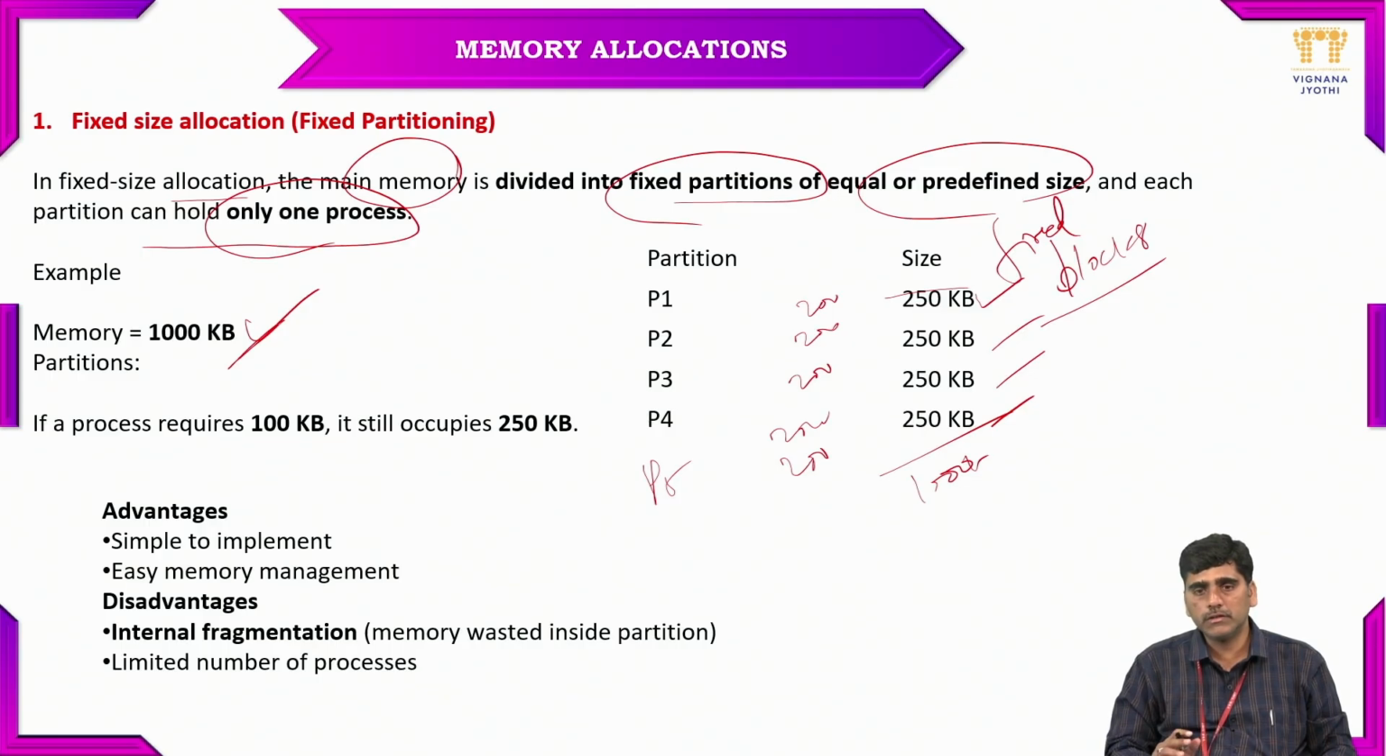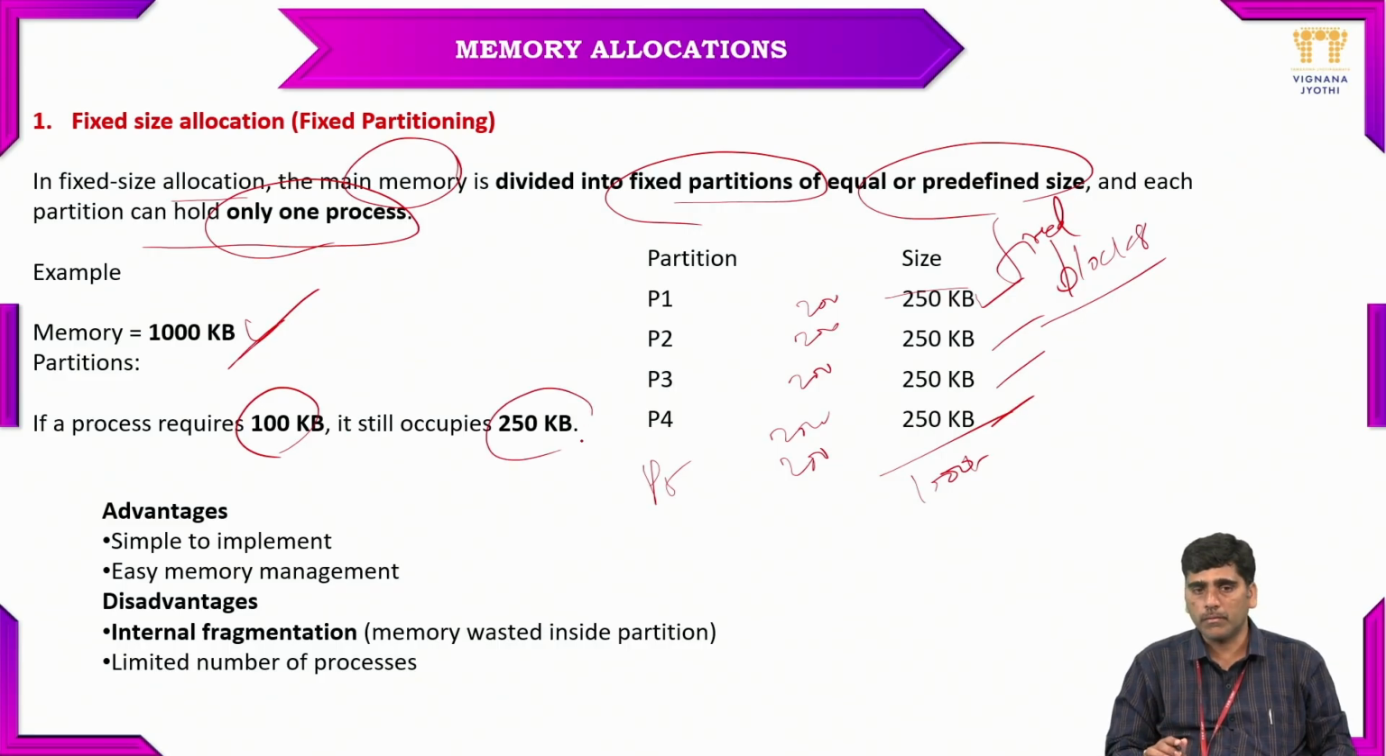Why are we saying predefined size? It means for each partition you should maintain a particular size, 100 KB, or 200 KB, or 150 KB, whatever it may be. You can mention it, but if a process requires 100 KB, it still occupies 250 KB.